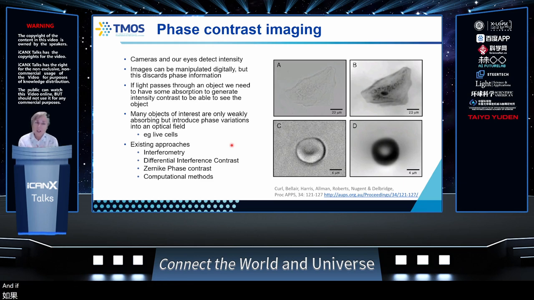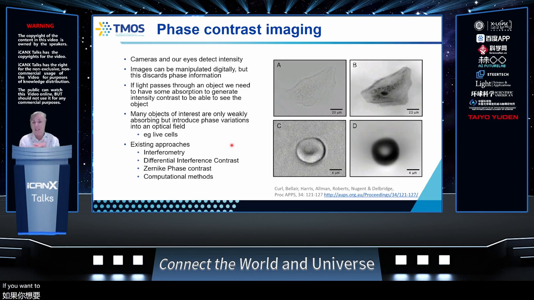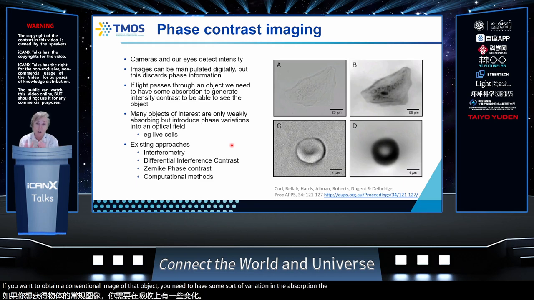And if you think about the way you look at something, and in particular, if you think about light that has passed through some sort of object that you're trying to see, if you want to obtain a conventional image of that object, you need to have some sort of variation in the absorption to generate the contrast that's required for you to be able to actually see it. Now, a lot of objects that are interesting are only very weakly absorbing. But what they do is introduce phase variations into the optical field.